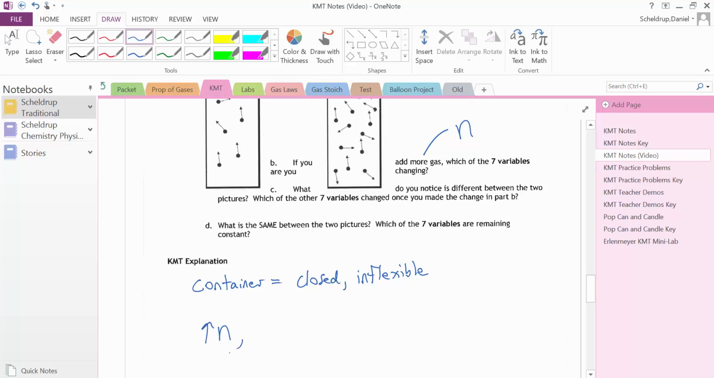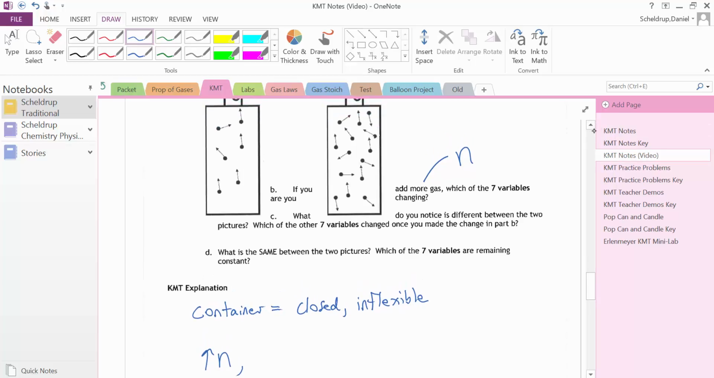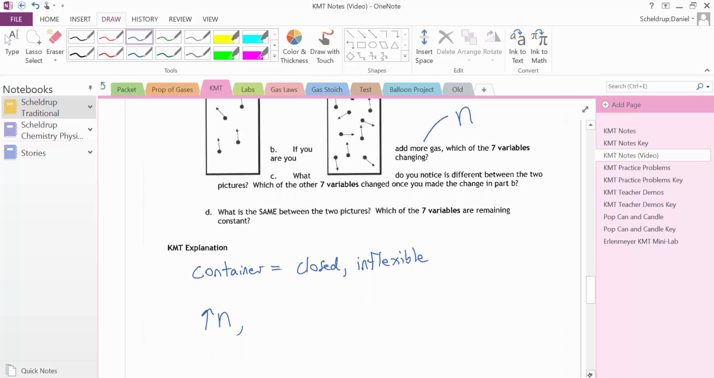Now then we have to think about which variable is going to be impacted by the increase in the number of moles. If we have more particles inside of that spray paint can, I can tell just from looking at the left picture versus the right picture, there's going to be more collisions just because there are more chances for those particles to bounce against the wall.